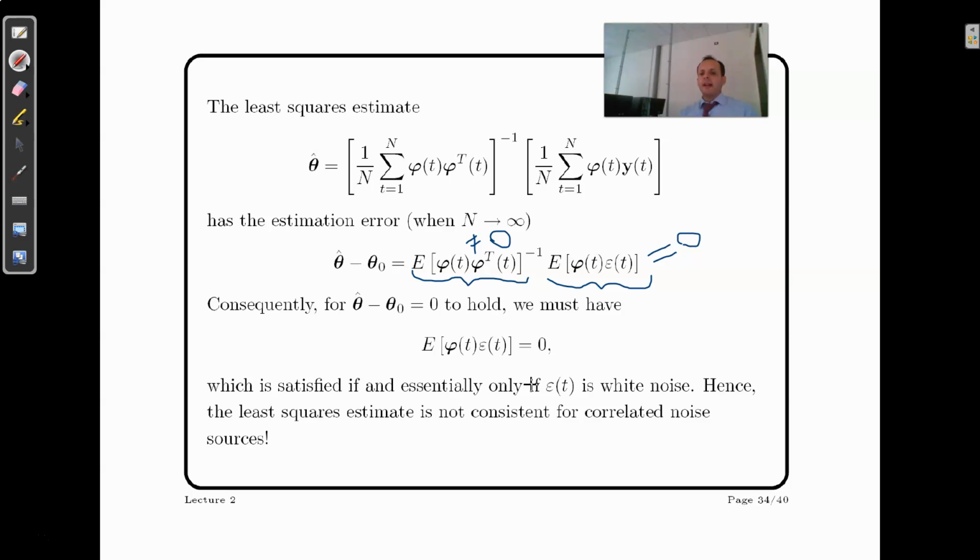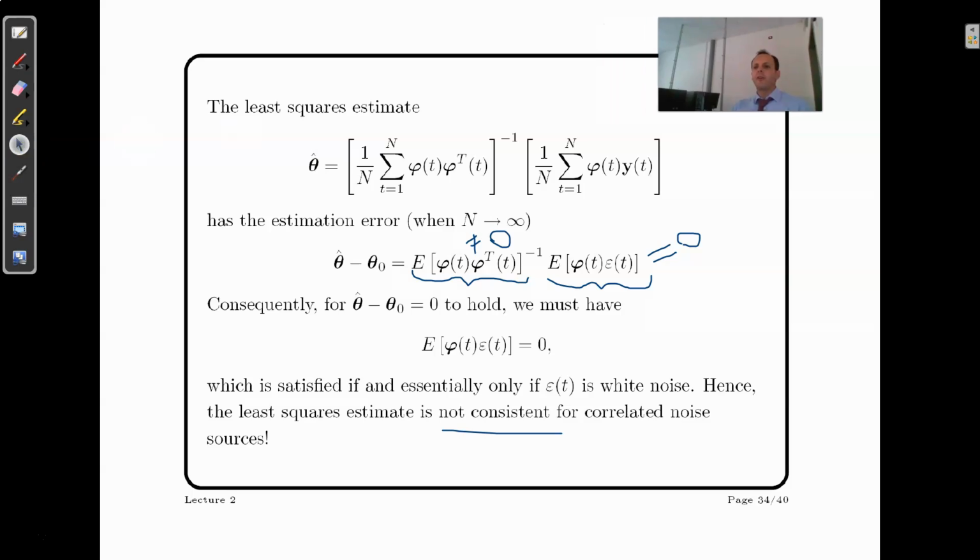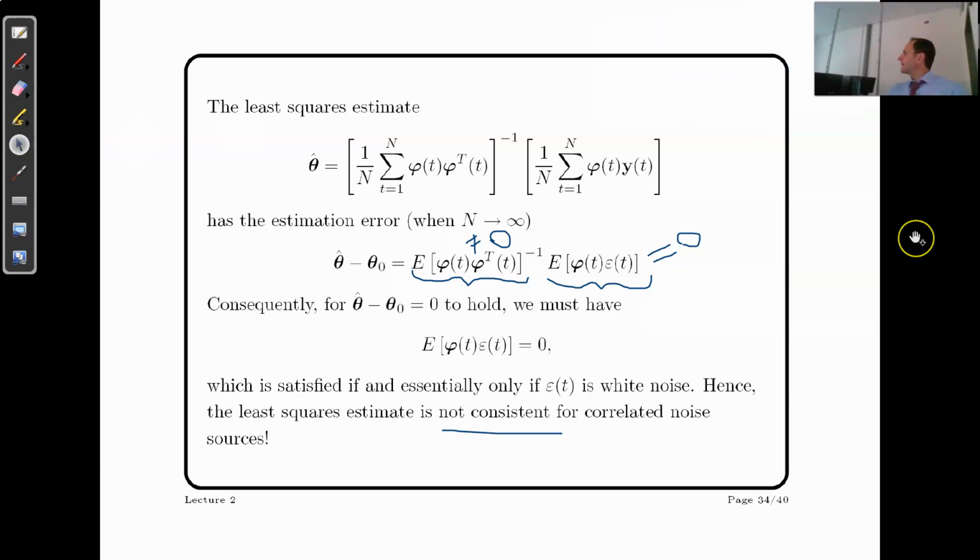And so in general, when epsilon is not a white noise, it means that the least square estimate is not consistent. So let's see how we can maintain this condition even for models that are different from ARX prototypes.